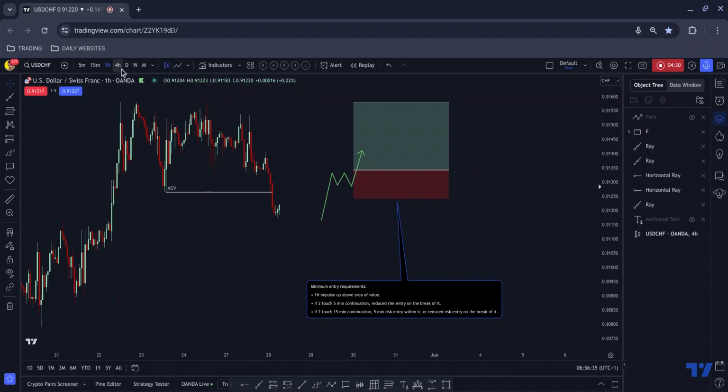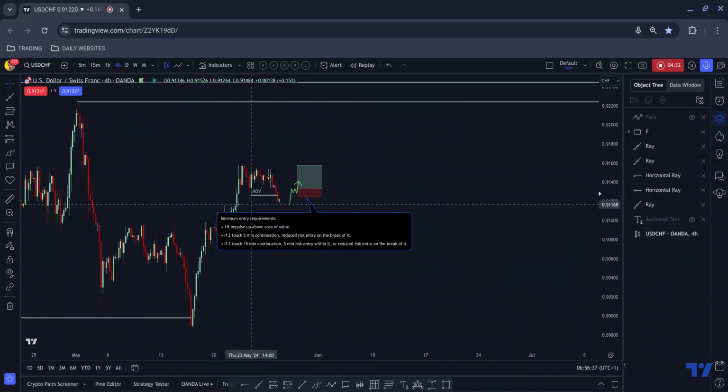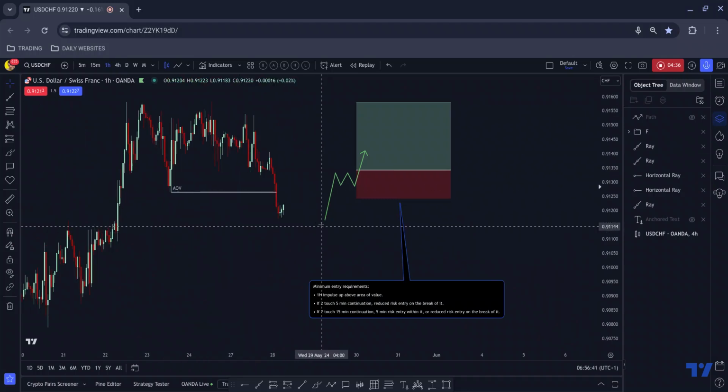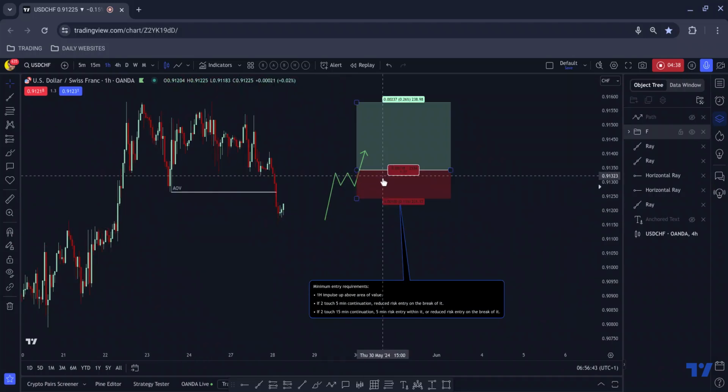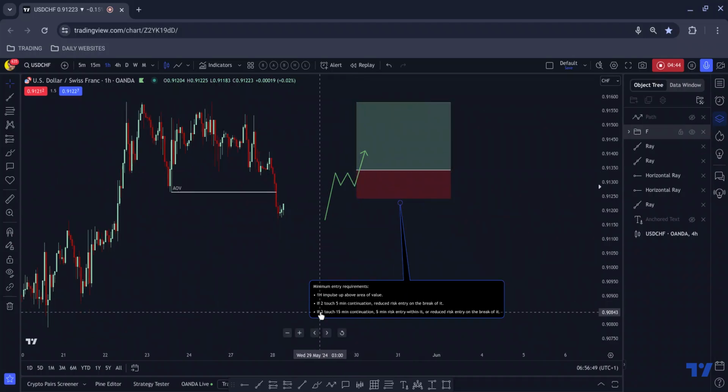Okay, because we're in a phenomenal area. We've got nothing below here to worry about. So I'd be quite happy taking a 1-hour push up, a 5-minute continuation as a minimum. And then I would look to get long either on the break or within the flag. If we got a 15-minute continuation, great. That would be a bit more deliberate. Not that we need it in this instance.